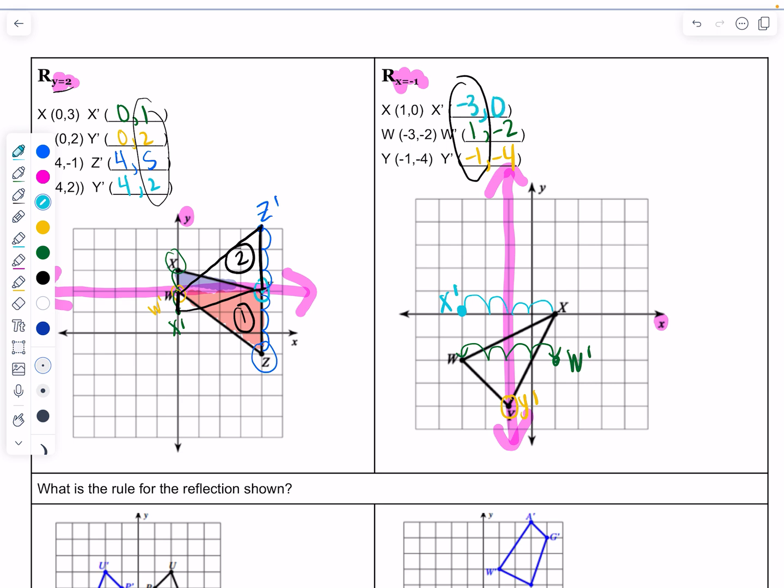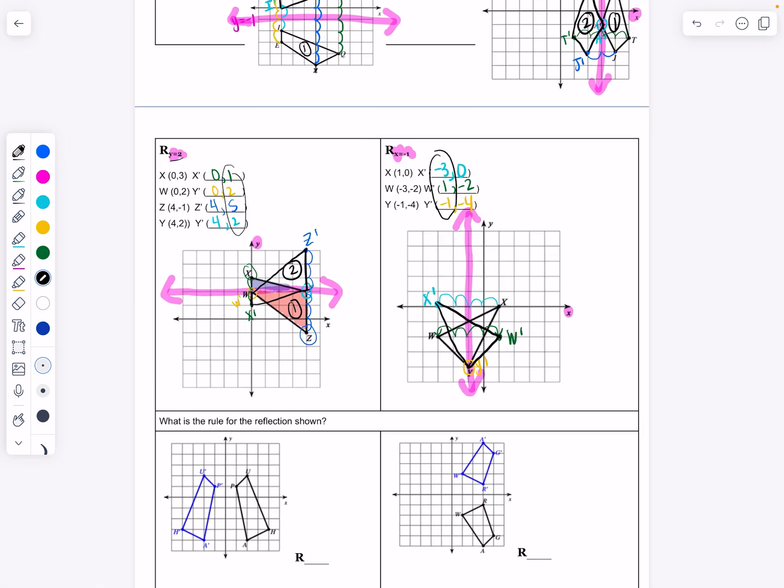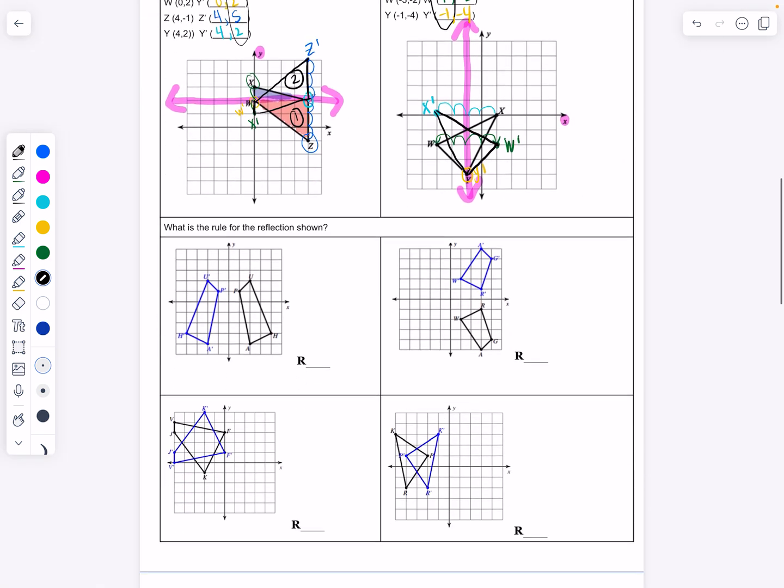And so let's connect the dots. It's hard to see until you connect the dots. X prime gets connected to Y prime, which gets connected to W prime. So again, this flipped on top of itself because our line of reflection was going through the shape.